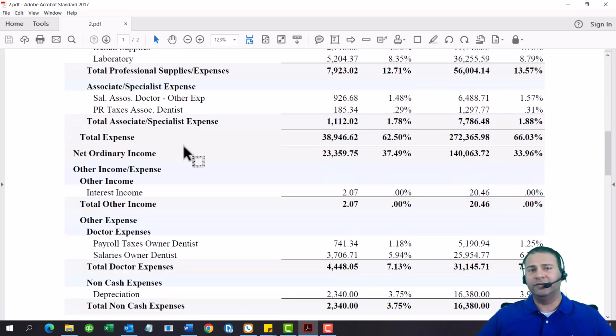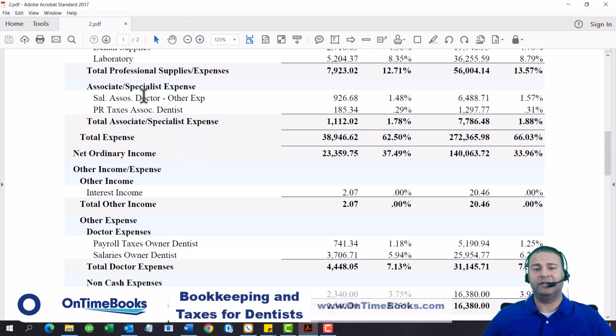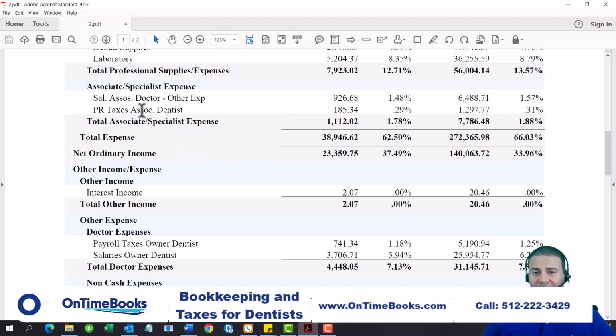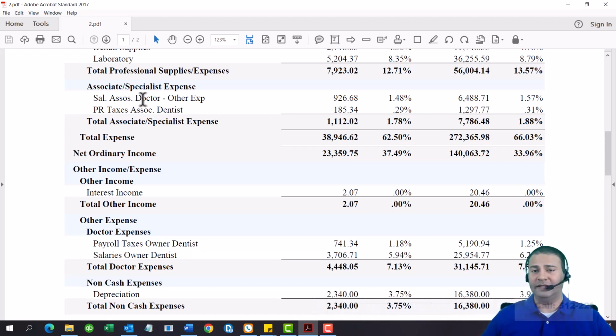The next section is associate/specialist expenses. These are other doctors working at your practice. If they are working as employees, you will see there's salary associate doctor, and you will have payroll taxes related to that associate doctor. You may also have independent contractors working at your practice. Independent contractors who are dentists will be included in this associate/specialist expense. And as the name suggests, any specialists working at your practice would be in this section as well.